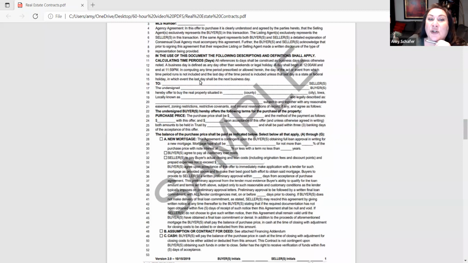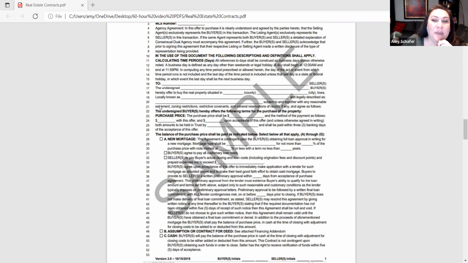Line 16 is the seller's name. You want that written out. You can get that probably from the assessor's page or from information that would be provided through a multiple listing service. Your buyer's name would go on line 17. Line 18, you would put the county and city. Line 19, where it says locally known as, that's where you would put the street address. And make sure that you put 123 Banana Street, Lane, Boulevard, Drive. Don't just write 123 Banana.